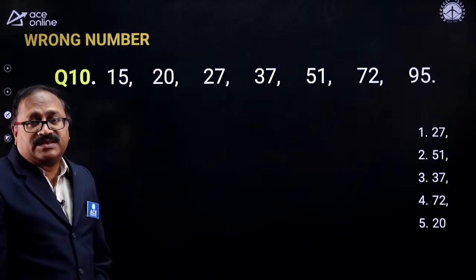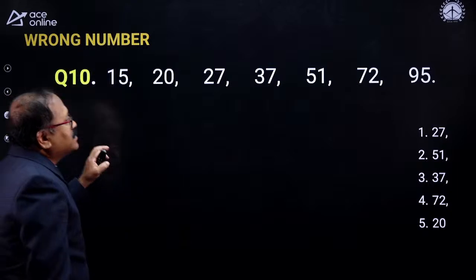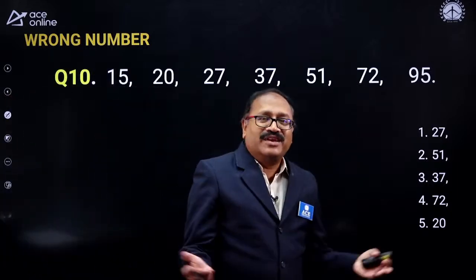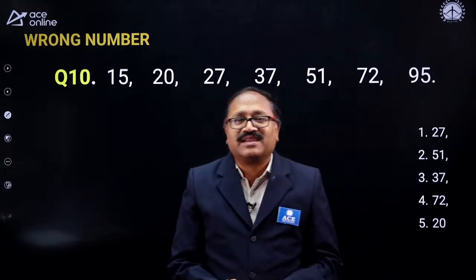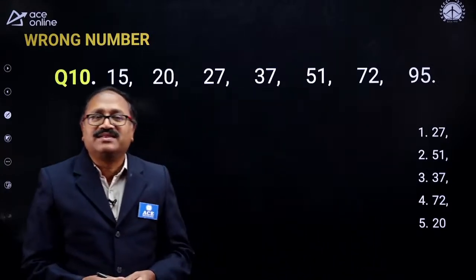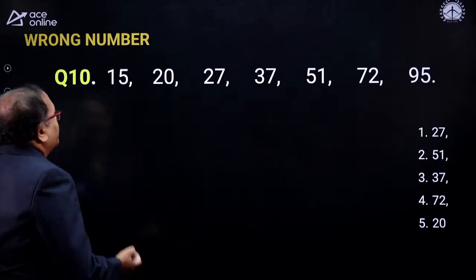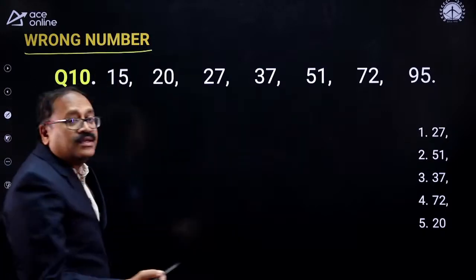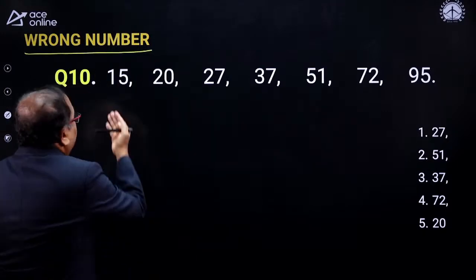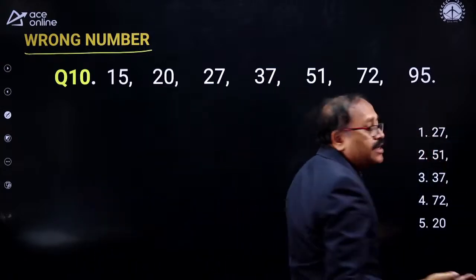Oh, number series. Okay, no examination is there without the number series. You write banking exam, you write railway recruitment board exam, you write staff selection commission exam, any exam, my brothers. Okay, so you need to identify the wrong number. How do we check this one? Here 15, 20, 27, 37, 51, 72 and 95.